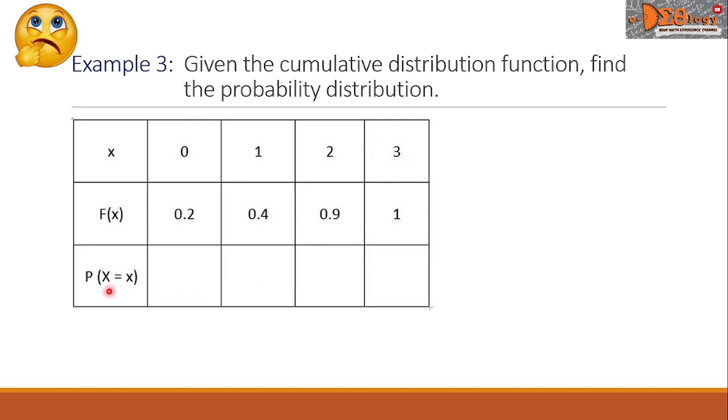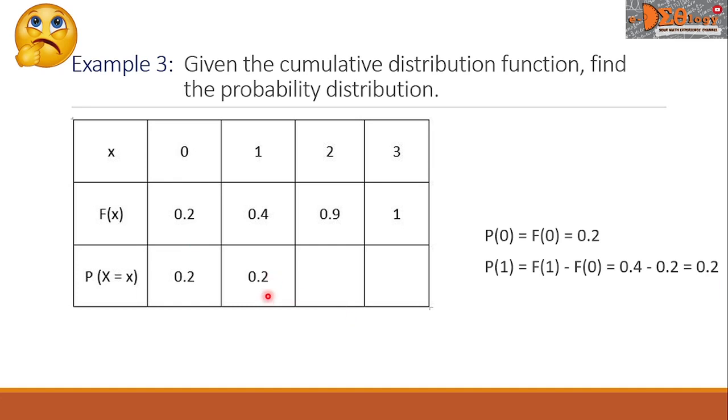Let us now compute for the probability. Let's begin with P of 0. This is equal to F of 0 itself. So the 0.2 we'll just copy in here. Next is the P of 1 that corresponds to this blank. This is equal to F of 1 minus F of 0, meaning this 0.4 minus the preceding 0.2, and the difference is 0.2. So this answer we will write in here.